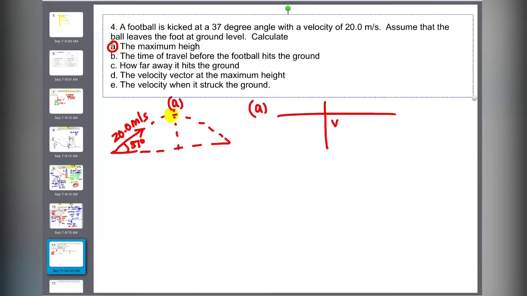Okay, at maximum height, my V1 along Y is the same. It is still going to be negative 20 sine of 37 because it's going up. But be careful, at the maximum height, your V2 is 0. So V1 going up, V2 is 0 because that's the maximum height. I still have my acceleration equal to 9.8 because gravity is still pulling the same way, which is going down.